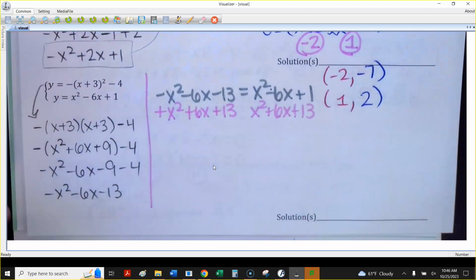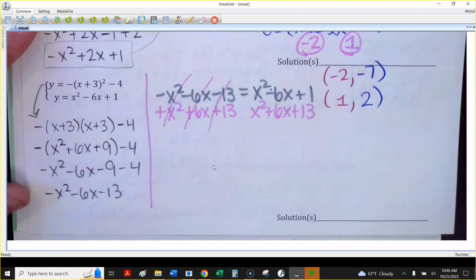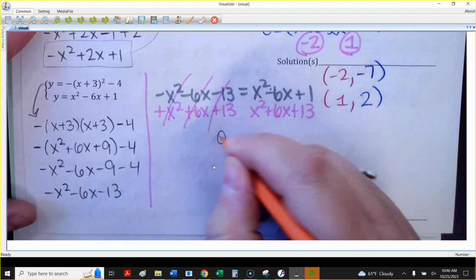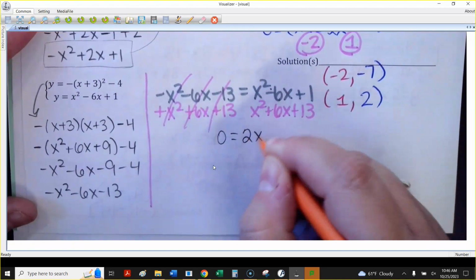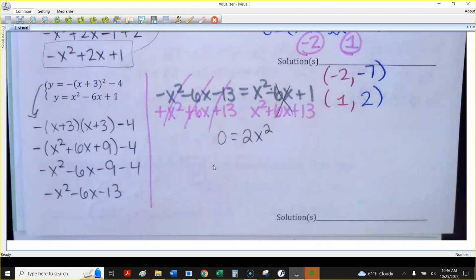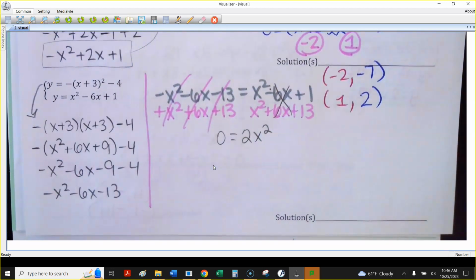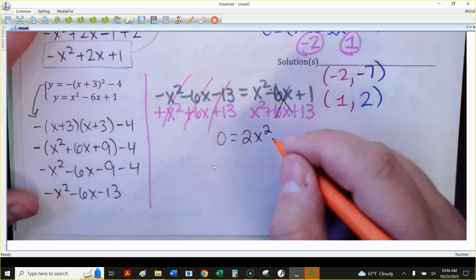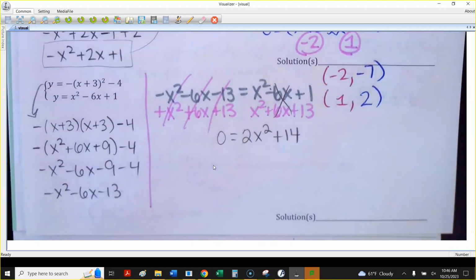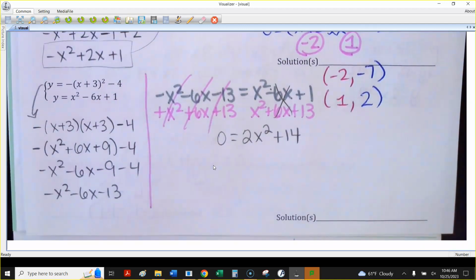Now, what you guys are going to notice, and this is a little bit weird, is that it's gone, right? This is 2x squared. That linear term ends up canceling out because it was the same for both of them. So this is going to be my equation. I have 2x squared, and then just 1 and 13 would be 14. Okay, so I just have an x squared here.